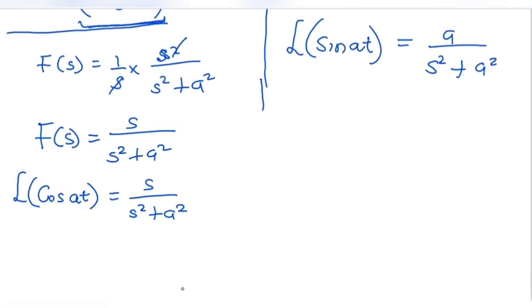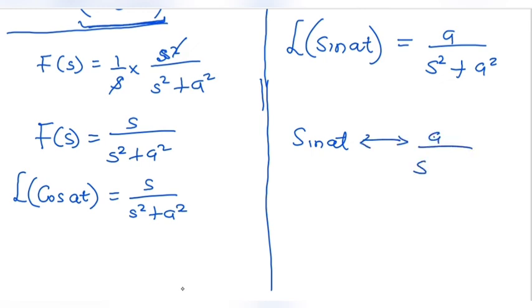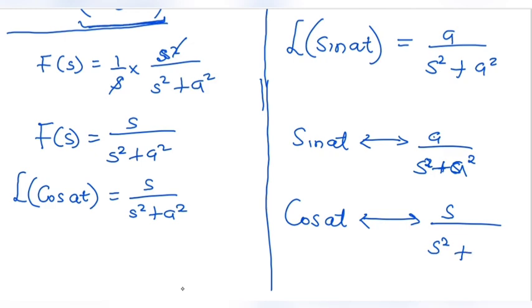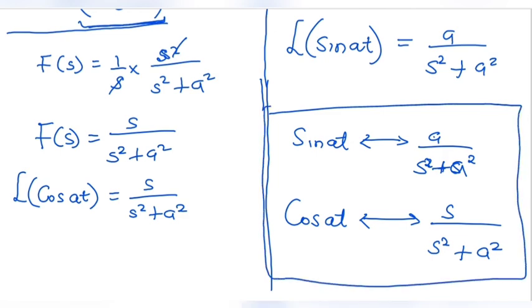So with this, we've been able to establish that the Laplace transform of sine at is a over x squared plus a squared, and that of cos at is x over x squared plus a squared. Alright guys, so let's keep this in mind. We're going to solve a lot of examples that involve the Laplace transform of trigonometric functions. And next we're going to go into hyperbolic functions in the next video.